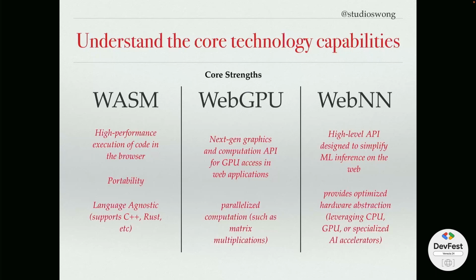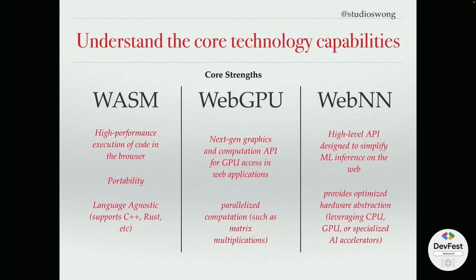But with WebGPU, that's when you want to think about graphics. It's a next-gen graphics and computation API. So when you want to do a lot of things that need heavily parallelized computation, that's when you use WebGPU, like matrix multiplications and so on.